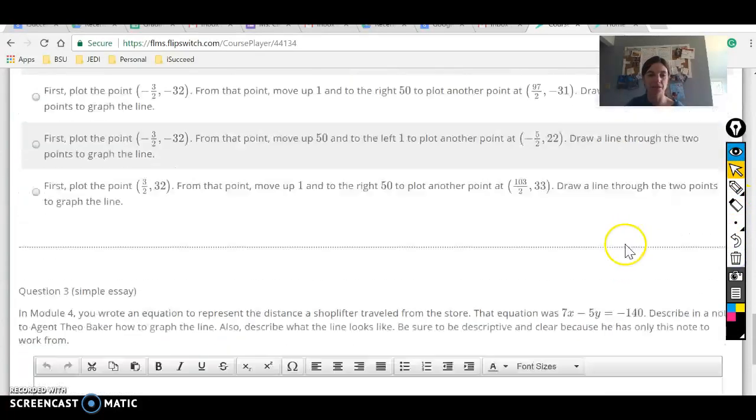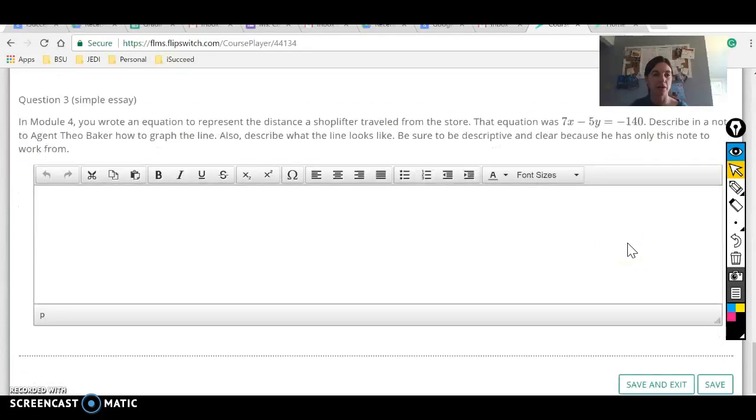All right, the last question for the Lesson 10 project is, in Module 4, you wrote an equation to represent the distance a shoplifter traveled from the store. That equation was 7x minus 5y equals negative 140.